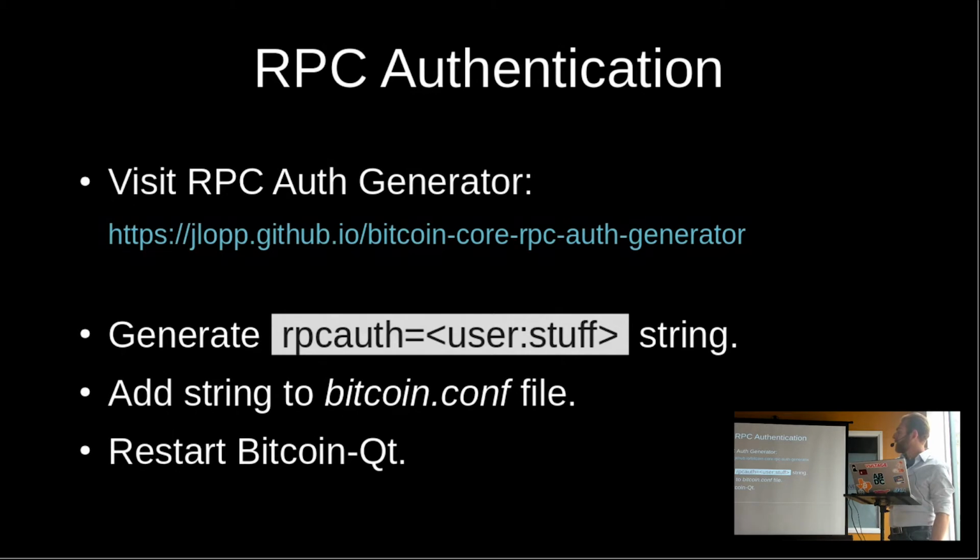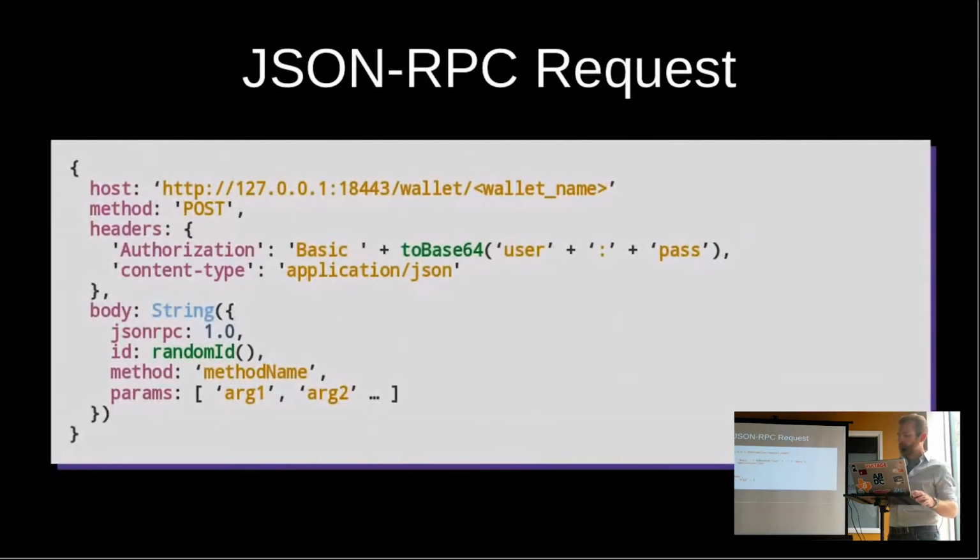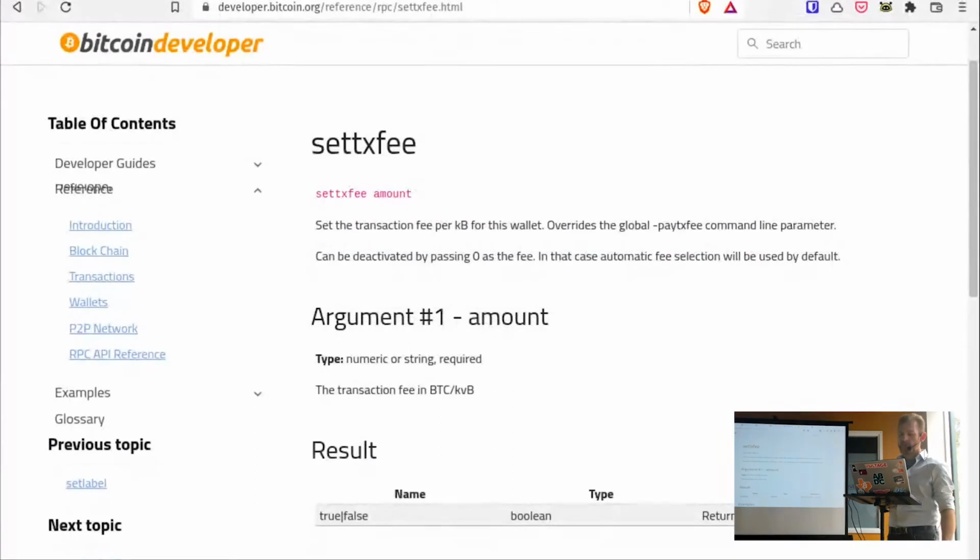So in order to do this step, there's this really cool website that is linked in the slide. It's called the RPC auth generator. And we're going to use this to generate what is called an RPC auth string. And we're going to add this to our Bitcoin configuration file. And then we're going to restart Bitcoin Qt, or just restart Bitcoind using the command line. And then that will lead us to the next step. So let's go ahead and do that.